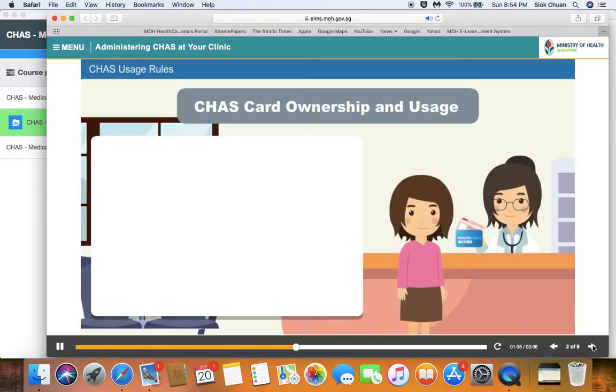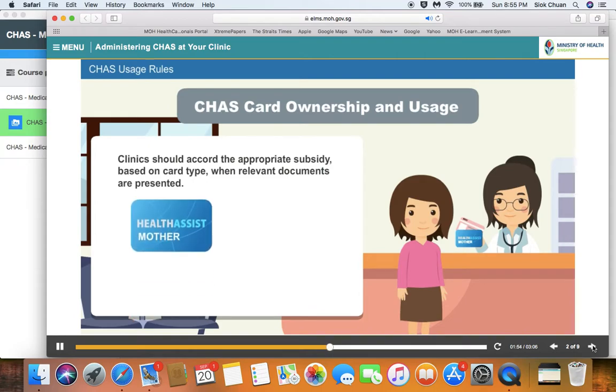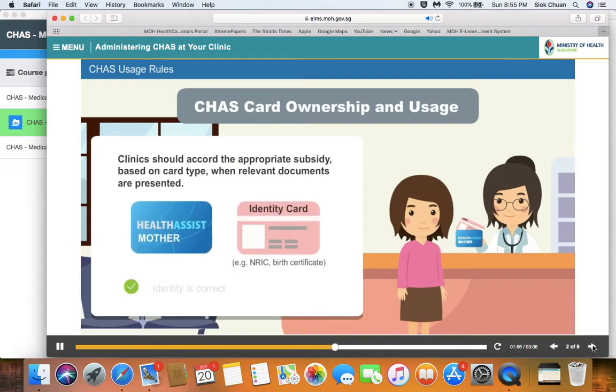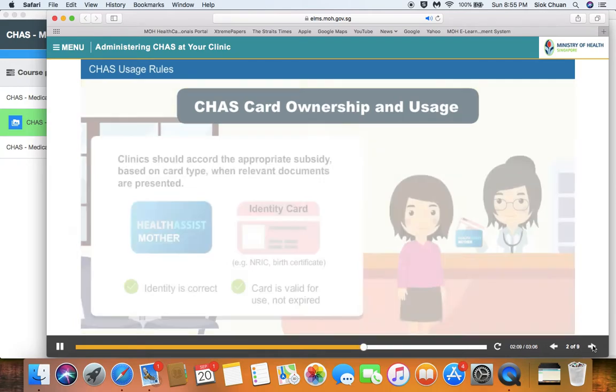During the CHAS patient's visit, CHAS clinics should check in the claim system to verify the patient's CHAS status and accord the relevant subsidy based on the patient's card type indicated in the claim system. If possible, clinic staff should always check the patient's CHAS card against the patient's identity documentation. It is very important to take note of the expiry date of the CHAS card too. CHAS subsidies cannot be claimed for the patient once their CHAS status expires.